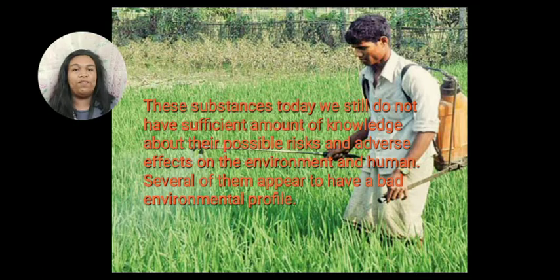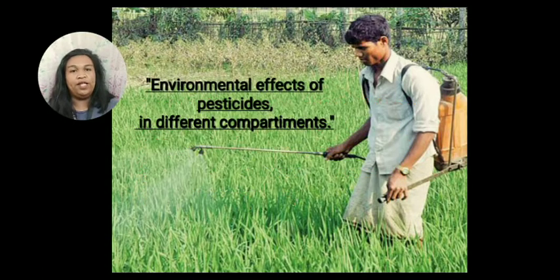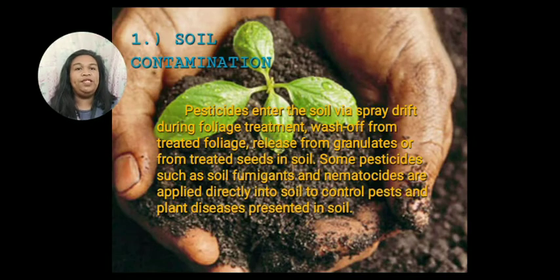Several of them appear to have a bad environmental profile. So, these are the environmental effects of pesticides in different compartments. First, soil contamination. Pesticides enter the soil via spray drift during foliage treatment, wash off from treated foliage, or are released from granules or from treated seeds in soil. But some pesticides such as soil fumigants and nematicides are applied directly into the soil to control pests and plant diseases present in soil.